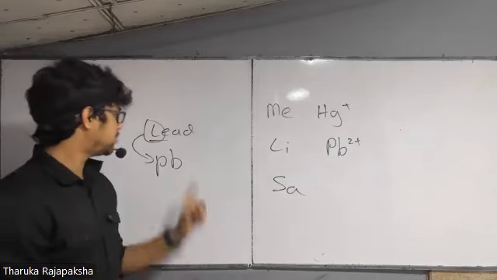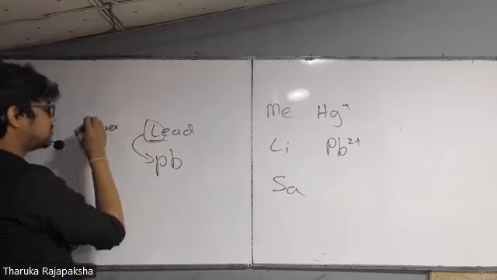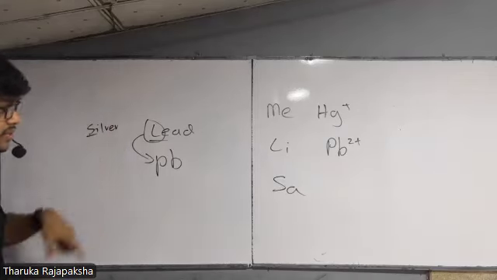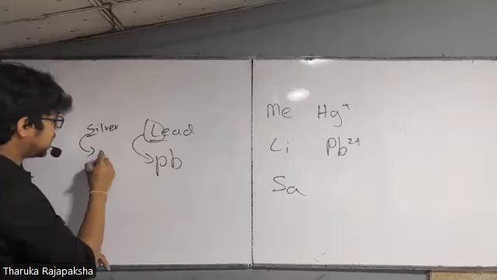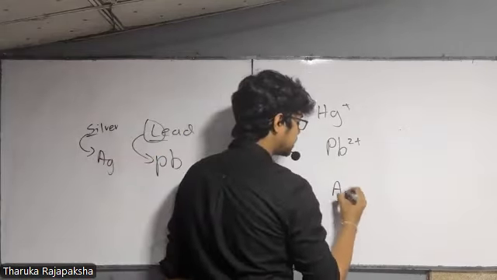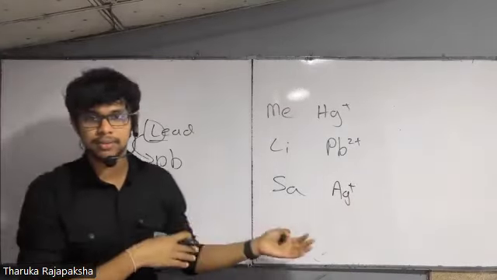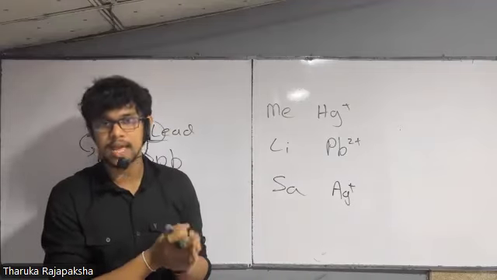What is Sa? Sa means silver, when you're writing silver, S is there. So Sa goes to silver. Silver is coming from Ag. So Ag plus. These are the cations that are precipitated. And what we are adding, people? Dilute HCl. We are adding dilute HCl.